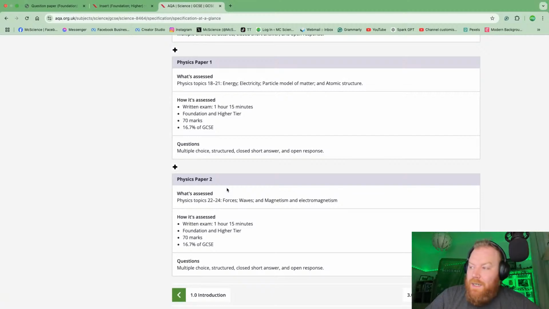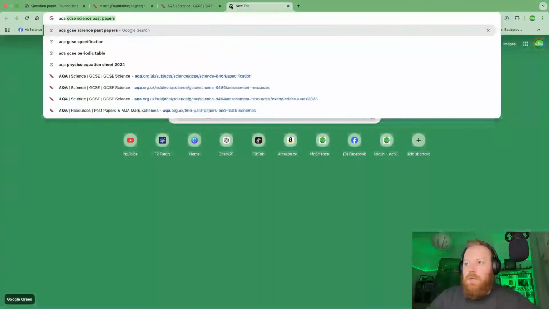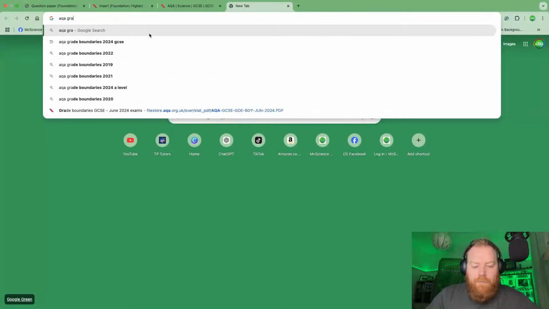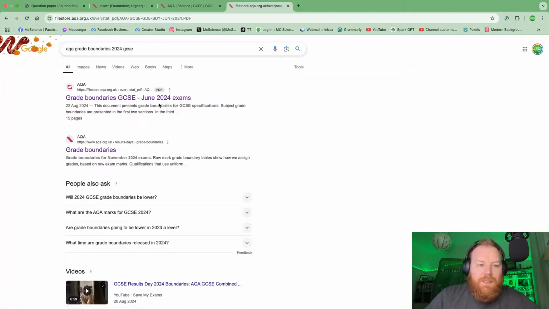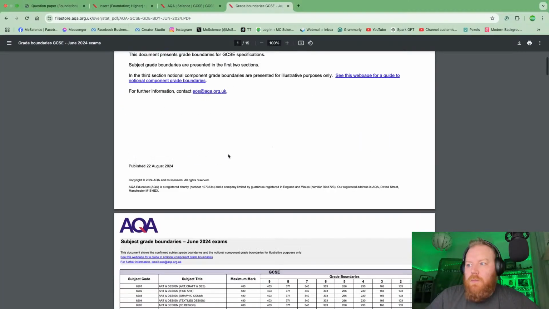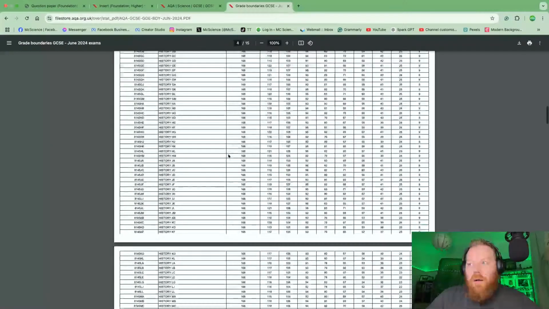Now, this is exactly the same whether you are doing higher or foundation in regards to these units, and it's the exact same amount of time. The only variation is your grade boundaries. And one of the things about your grade boundaries, if I just again choose AQA as what I'm looking at, one of the biggest things a lot of people don't realize is how few marks overall you actually need.